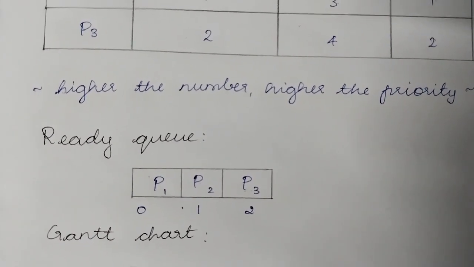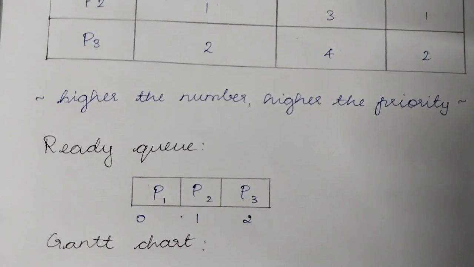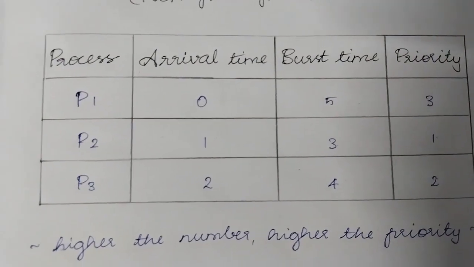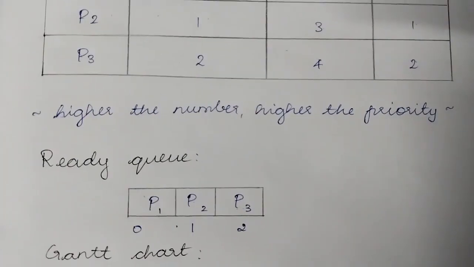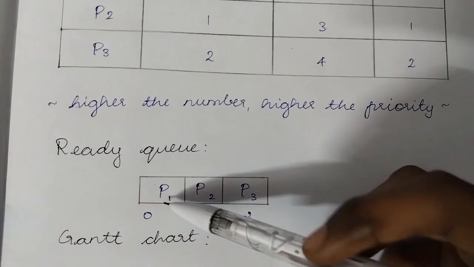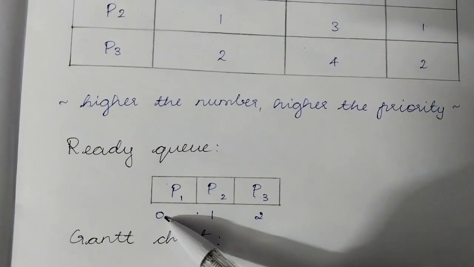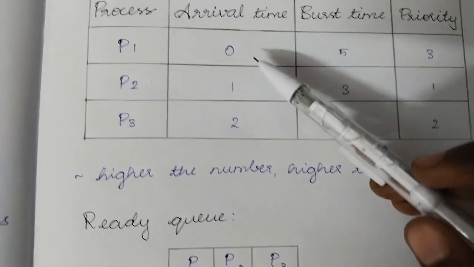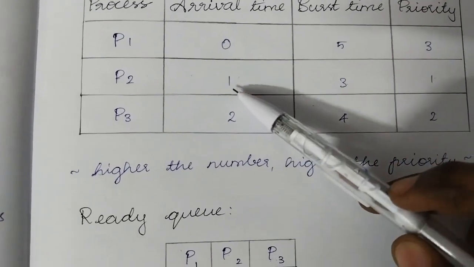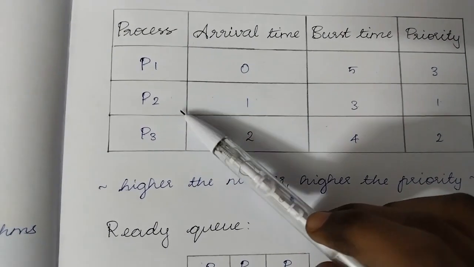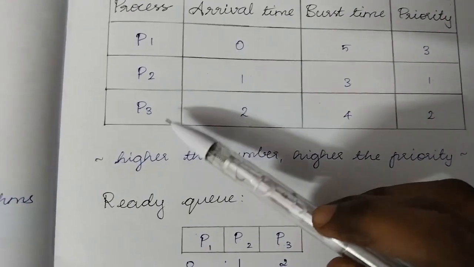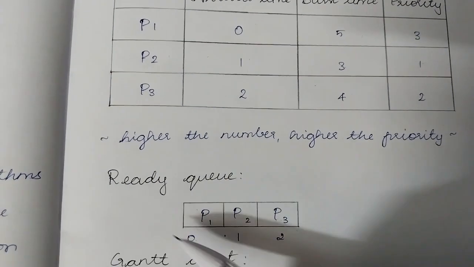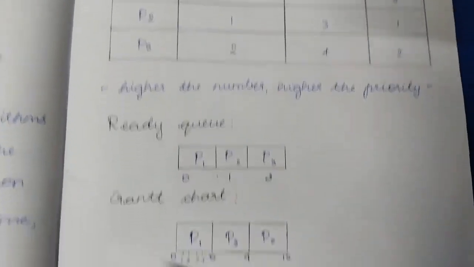At time t is equal to 0, only the process P1 has arrived at the ready queue. So we have put P1 at the ready queue at time equal to 0. When time is equal to 1, which is the next arrival time given to us, P2 arrives at the ready queue. When time is equal to 2, P3 arrives at the ready queue. This is our ready queue for this problem.